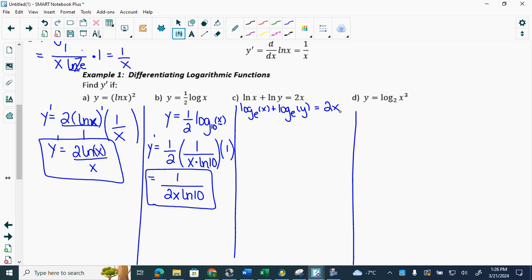So what do I do when it's a log? I put a 1 in the numerator. I put this in the denominator. Then I go ln of e. And then I have to multiply by what? The derivative of x, which is 1, plus. Now if I do log base e of y, I get 1 over y, ln the base, ln e, and then what do I have to multiply by? The derivative of y, which is either dy dx or y prime. They're asking for y prime, so I'm going to use y prime. And then it equals what? What's the derivative of 2x? 2.